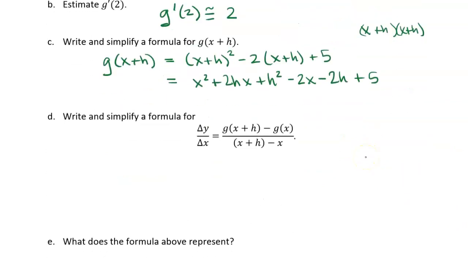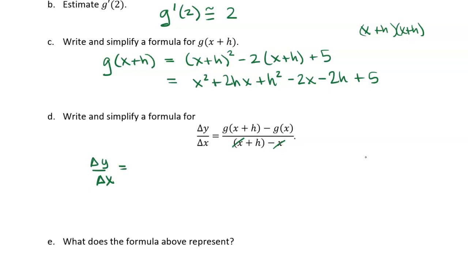So down here now, I'm going to take that g of x plus h and subtract g of x, and then divide by delta x, which is x plus h minus x, which just cancels, right? If I have x minus x, that's 0. So essentially I'm just dividing this by h. All right, so let's plug this in. We're finding delta y over delta x.